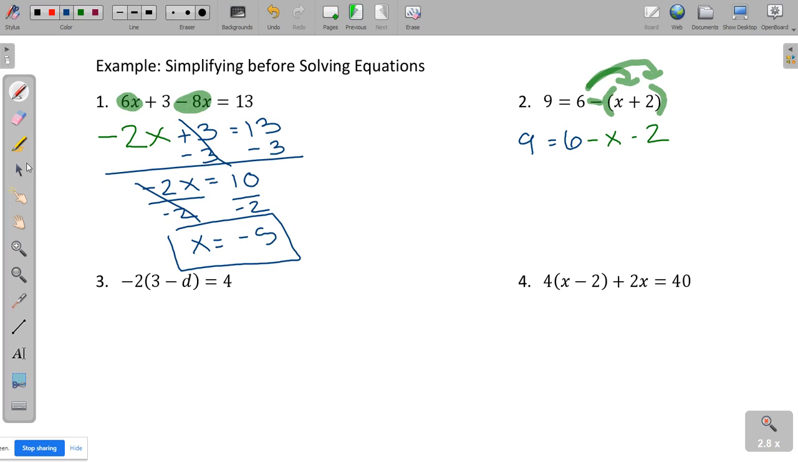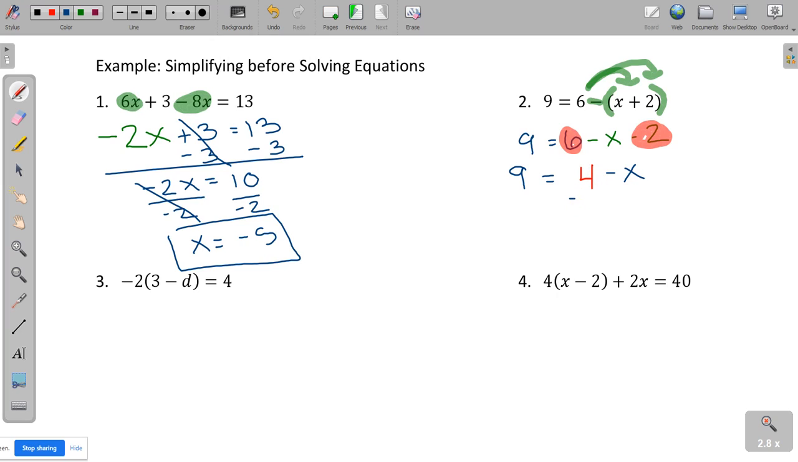Now we have to combine our like terms. So our like terms here is 6 minus 2. And 6 minus 2, they're on the same side, so we just do it as is. 6 minus 2 gives us 4. Bring down everything else as is. So our minus x equaling 9. Now we can solve it.